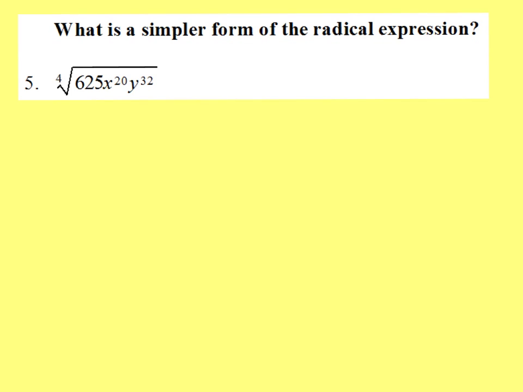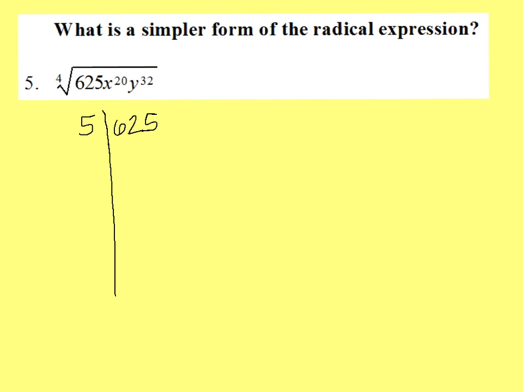Alright, number 5 says, what is a simpler form of the radical expression? Okay, so what we want to do here is break down each term individually. So notice that our index is 4, so in order to leave this radical, you need to leave with a group of 4. Your number is 625, and we're just going to break that down. So we know 2 doesn't go into it since it ends in a 5. We know that definitely 5 goes into this.